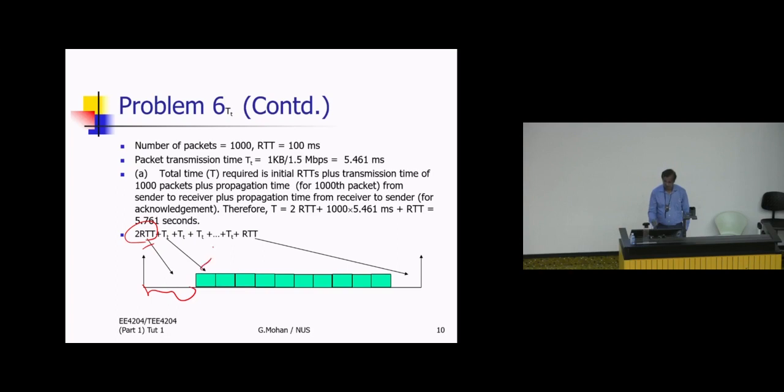Now the first packet is sent. The time to send the first packet is the transmit time TT, then the second packet, third packet, fourth packet, and this is packet 1000, because there are 1000 packets.